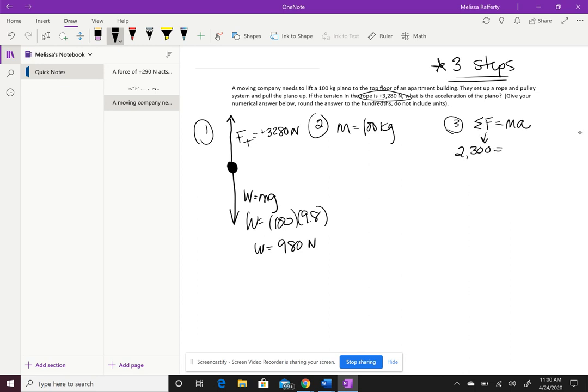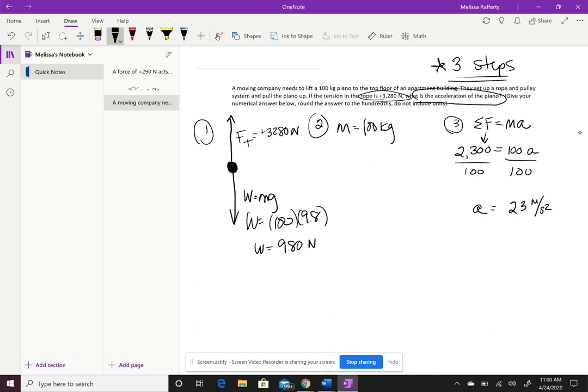That's our net force. And then we know the mass. The mass was 100 kilograms, and we're trying to find what the acceleration is. What is the acceleration of the piano? So now we just need to divide out the mass, divide by 100, and solve for A. A is 23 meters per second squared.